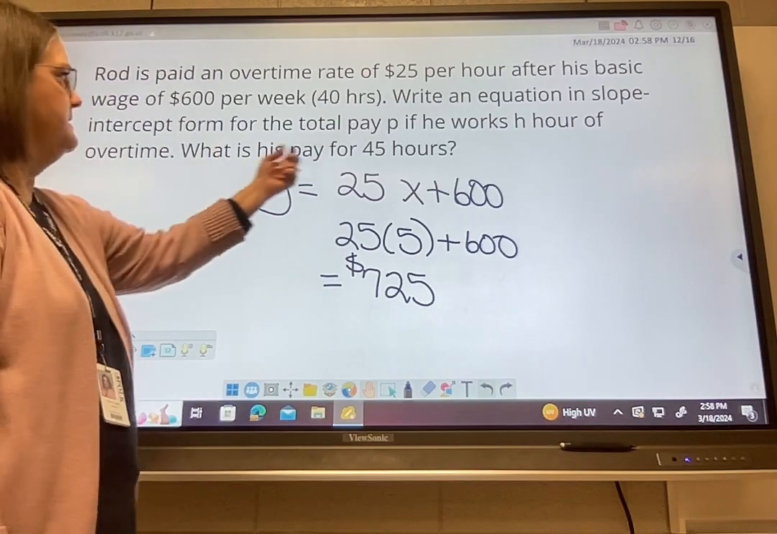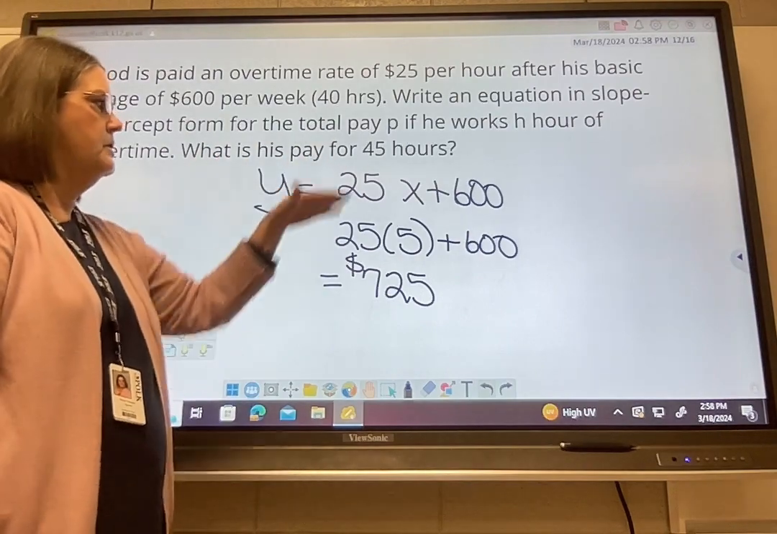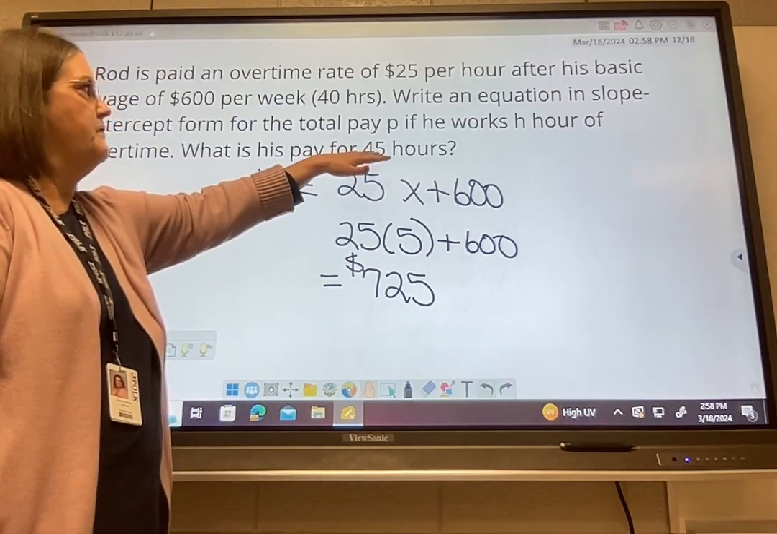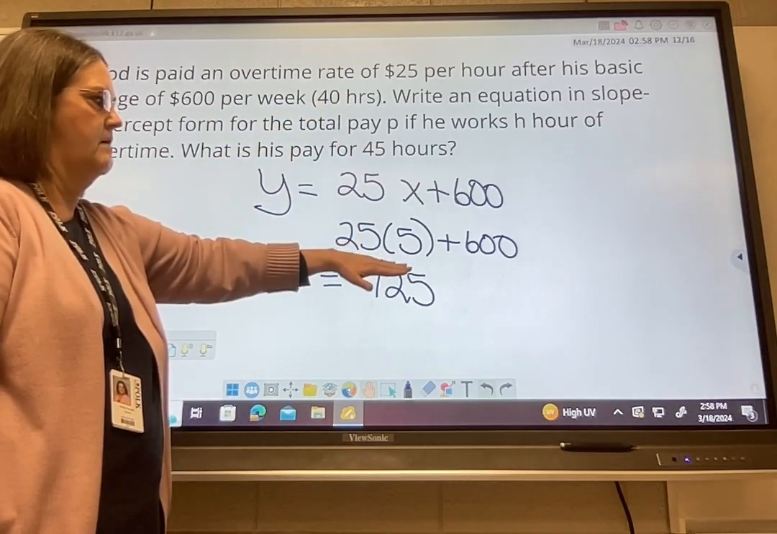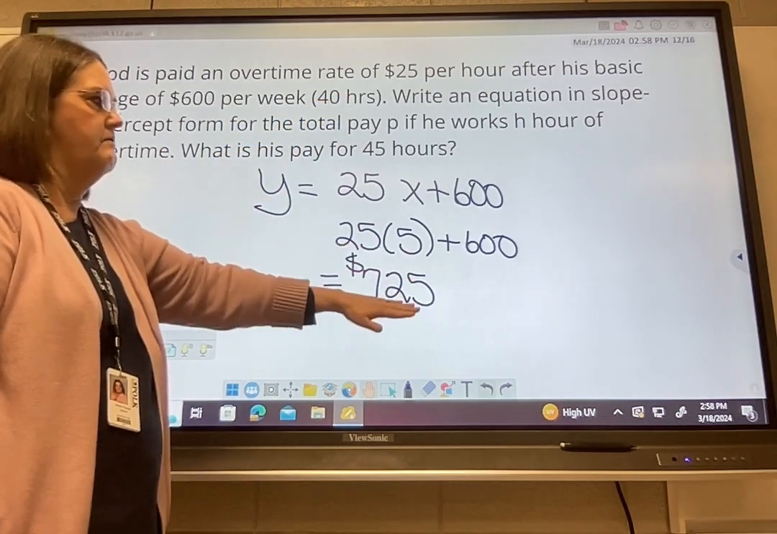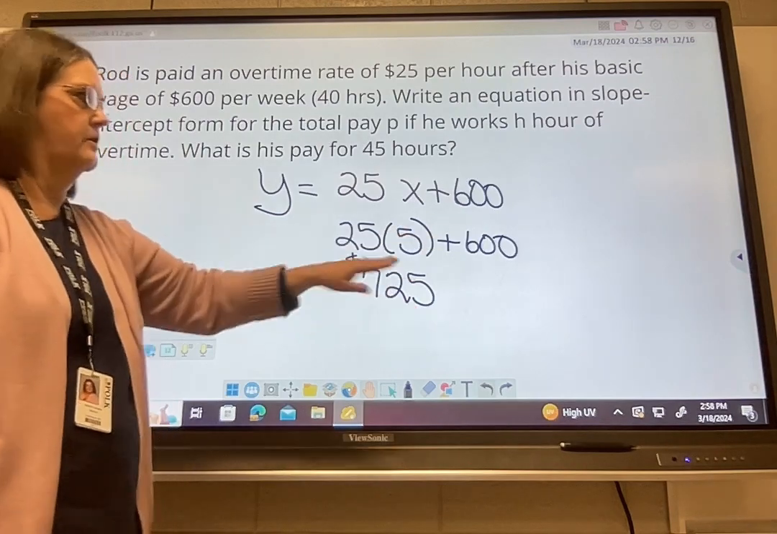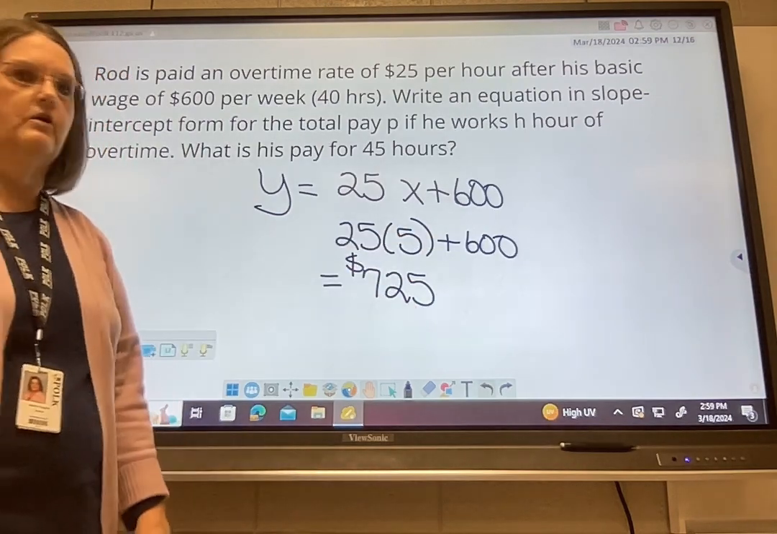And then it says, what is his pay after 45 hours? Well, 45 hours, 5 hours of that is over 40. So you do 25 times 5, which is 125, and then add the 600, so $725.